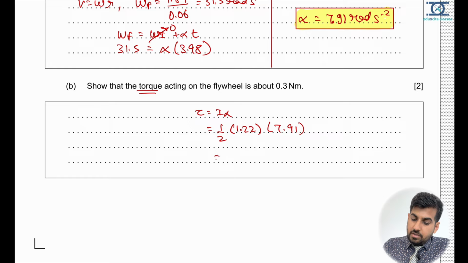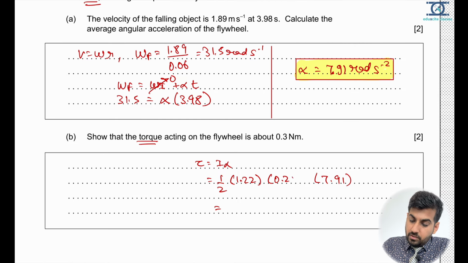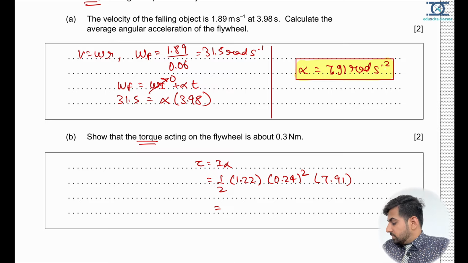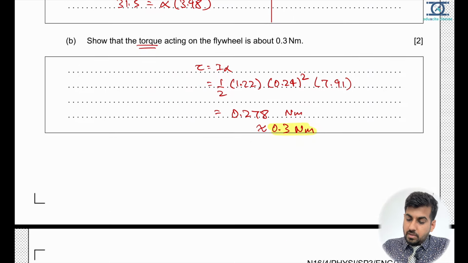So it's very simple. If you do this, sorry, this is half times m into r squared. The radius of the flywheel is 0.24, so 0.24 squared. When you do this calculation you will get something around 0.278 Newton meter, or you can say 0.3 Newton meter. Okay, so this we have shown. So this is the answer for the B part.